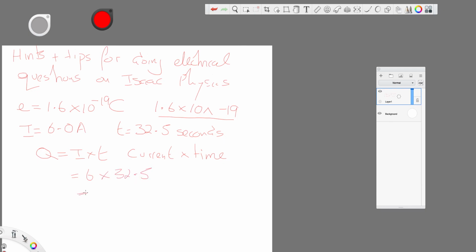32.5. And you would say, well, 6 times 32.5, that's 180, 192, 195, I reckon. 195. But the problem is, that's the two significant figures and that's the three. You can only give the answer to two. So you'd have to say, well, that's going to be rounding up from the five, and that's going to be 200 coulombs. So that's the second thing. And in fact, the third thing, because I've done three things.